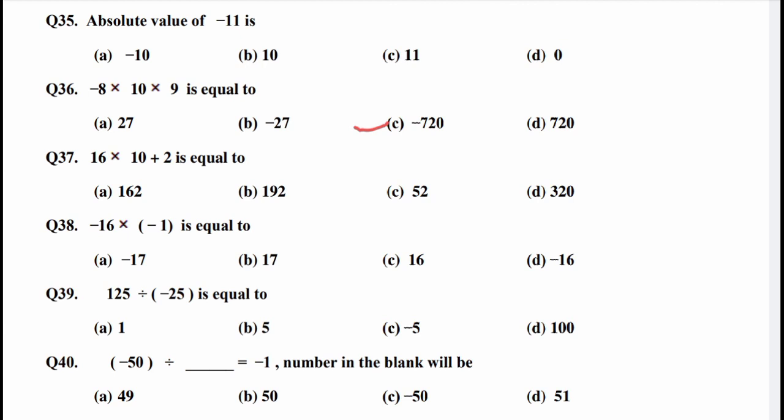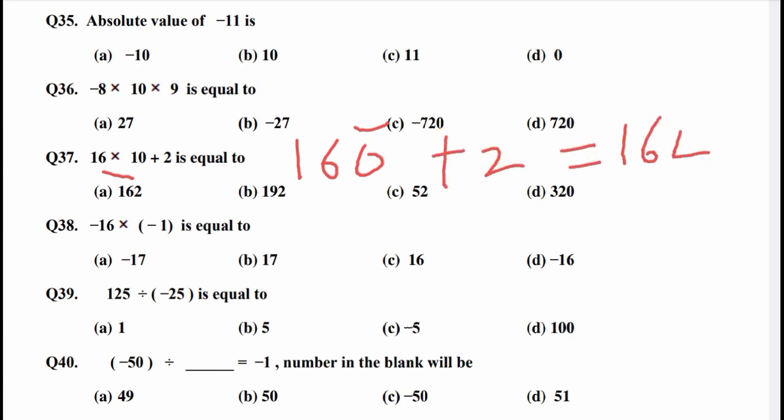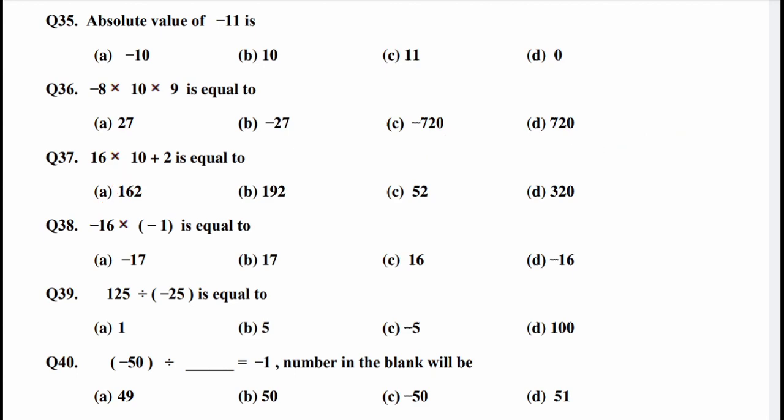Question number 37. 16 multiplied by 10 plus 2 is equal to. Now we know that as per BODMAS, we have to do multiplication first. So 16 multiplied by 10 is equal to 160, plus 2 is equal to 162. So the answer is A, 162.